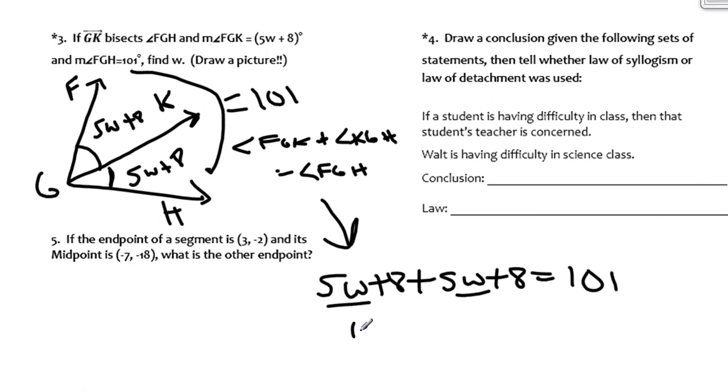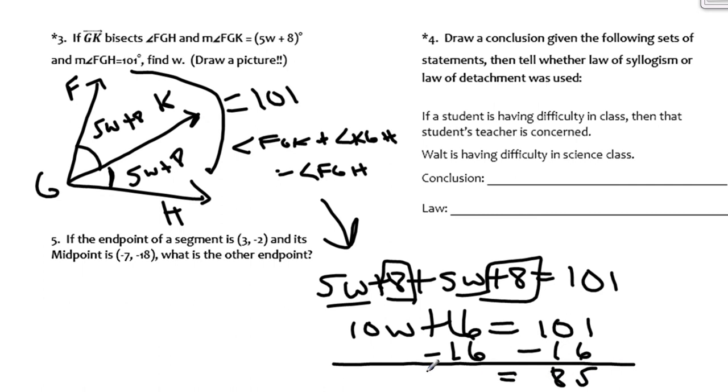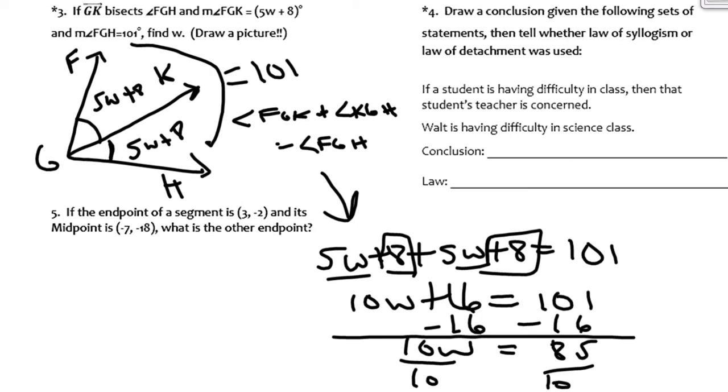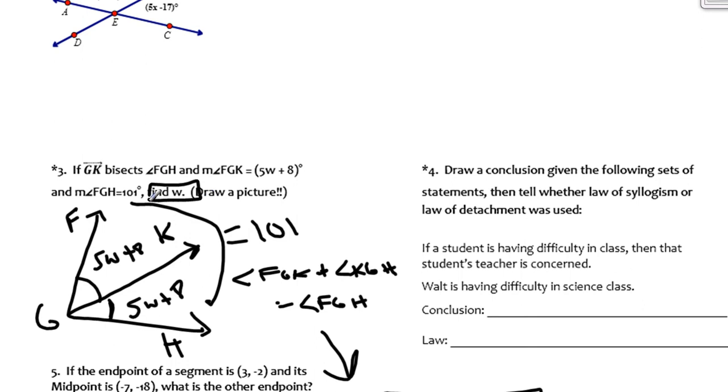So we're going to take our like terms, 10W, our other like terms, 8 and 8 gives us 16, and that equals 101. I'm going to subtract 16 from both sides. That equals 85. So that's 10W equals 85. We will divide by 10, and W equals 8.5. Now we found W. Let's just go back to our problem and look to see if it wants anything more than W. And nope, it just wanted us to find W.